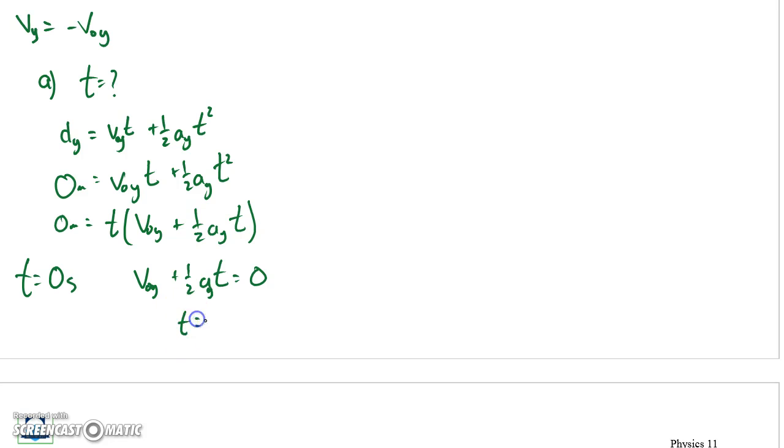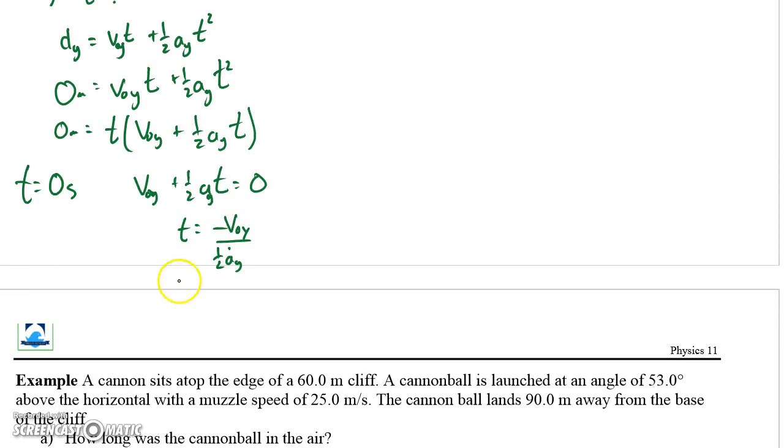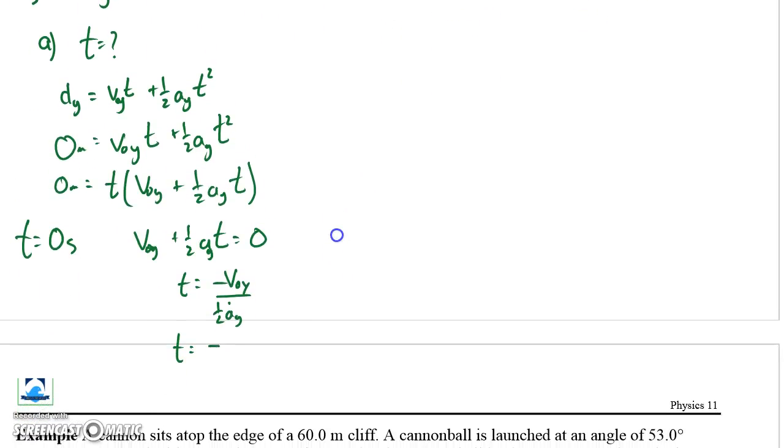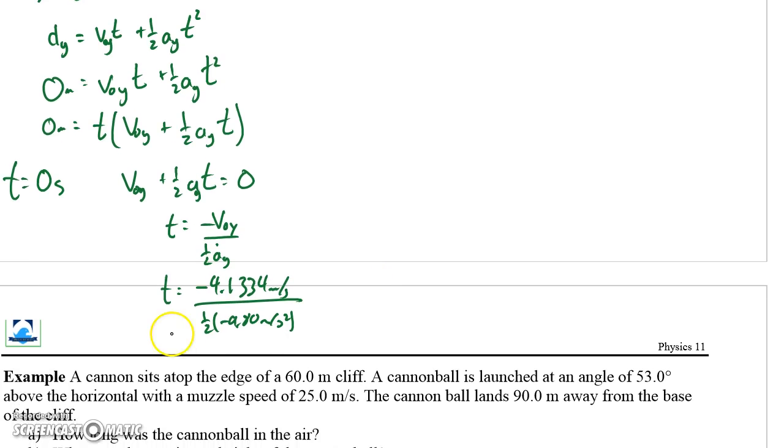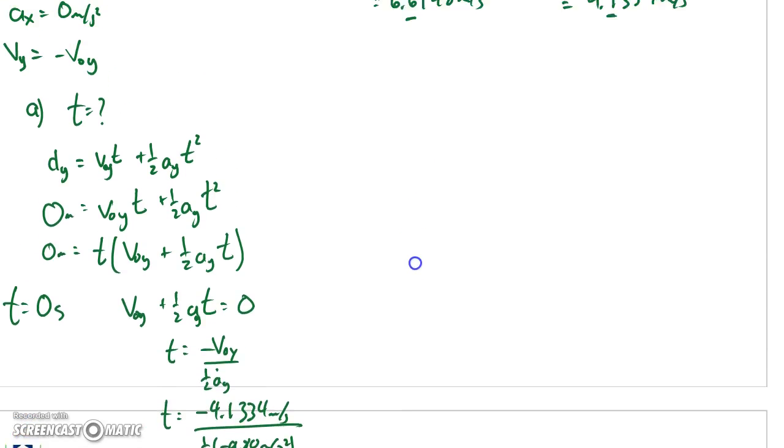So to do that, we'll end up with minus v naught y over 1/2 ay. Plug in our numbers. So minus v naught y, which we just found out to be 4.1334 meters a second, over 1/2 times negative 9.80 meters per second squared. And we get time is equal to 0.84 seconds. So there we go. We just figured out the time by looking at the y direction.